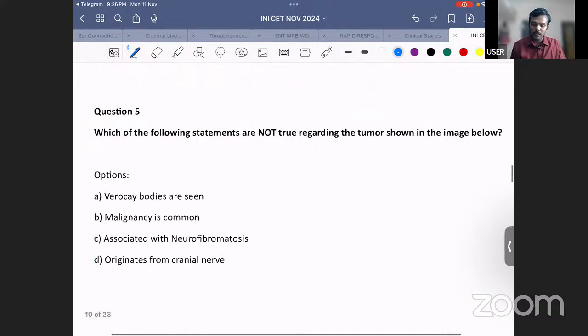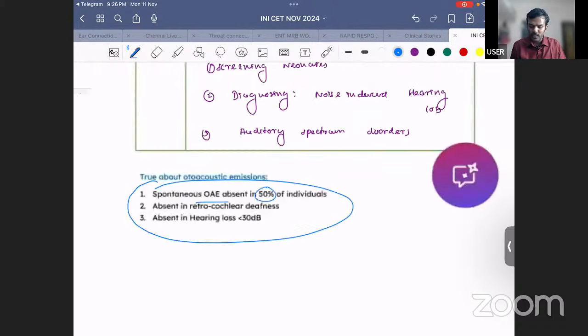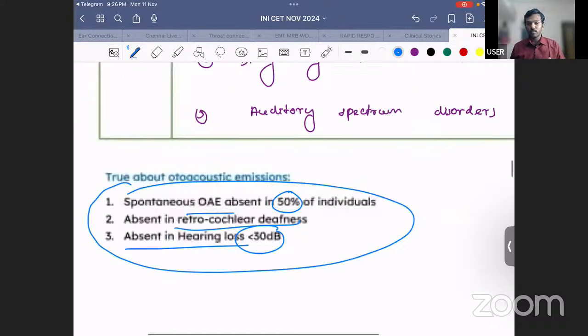So spontaneous OAE is absent in 50%. It is absent in retrocochlear deafness, and absent when hearing loss is more than 30 decibels. So these are some special add-on points concerning OAE that you can't see in most of the books that we have given in our workbook. It is absent in retrocochlear deafness, though it is not completely absent in early stages. It will be weakly positive. The nerve will not be responsive for the patient. So absence in retrocochlear deafness is a very important, somewhat confusing point that you need to understand. If the hearing loss is more than 30 decibels, it will be absent. That is also a confusing point that you need to understand.